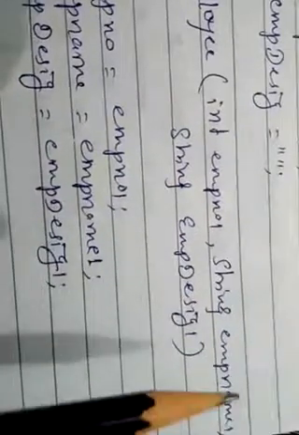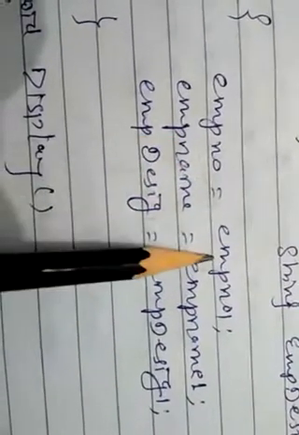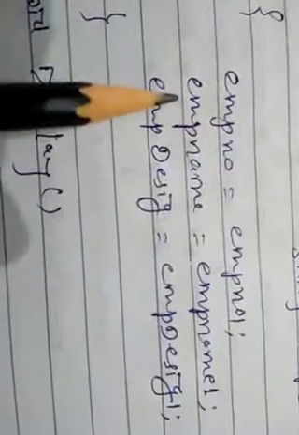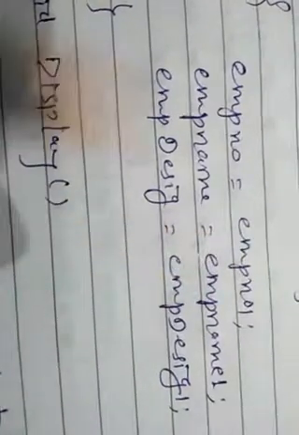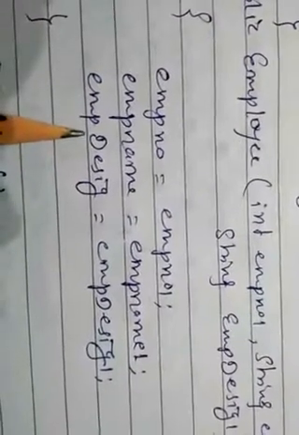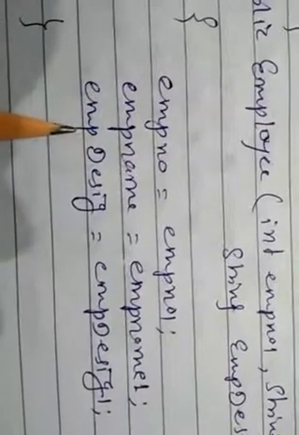In the parameterized constructor we are taking the same names but adding a 1, because we require different names. So integer employee number 1, string employee name 1, and string employee designation 1. In the constructor, we assign employee number equal to employee number 1, employee name 1 to employee name, and employee designation 1 to employee designation. So the parameterized constructor is basically used for passing data from the main function.